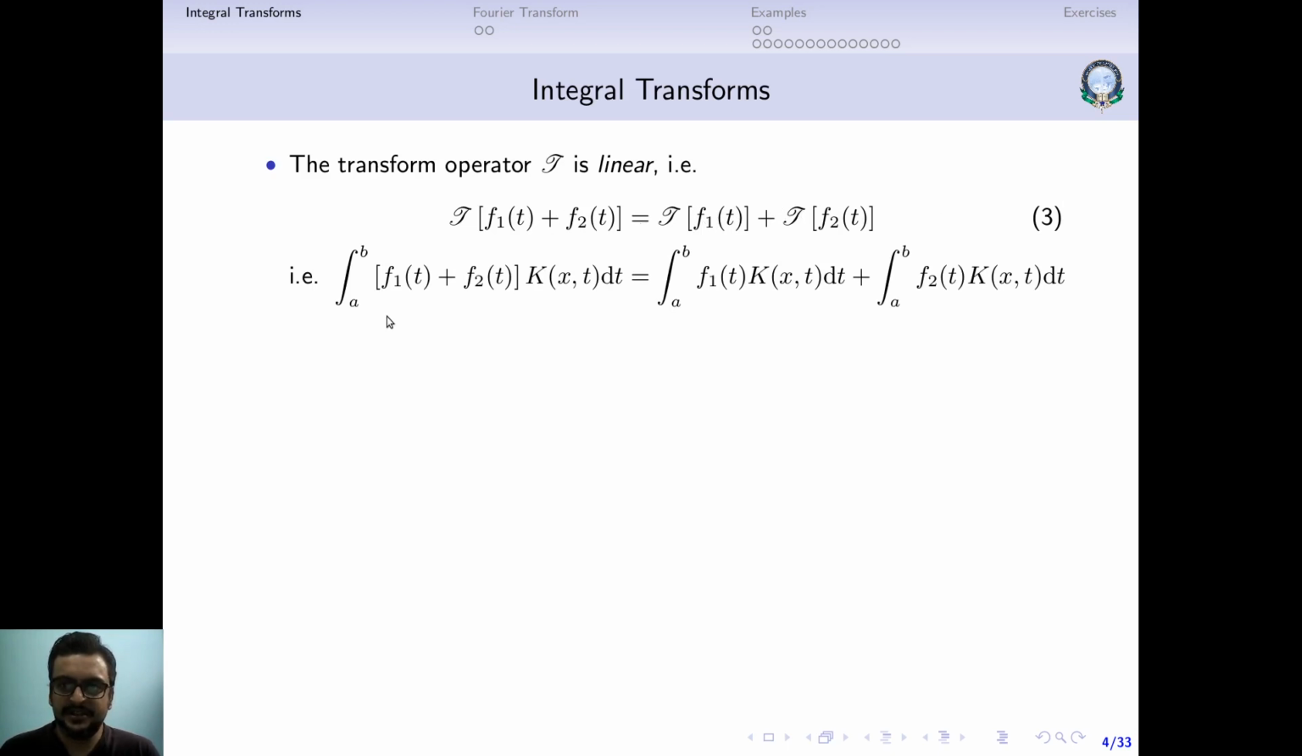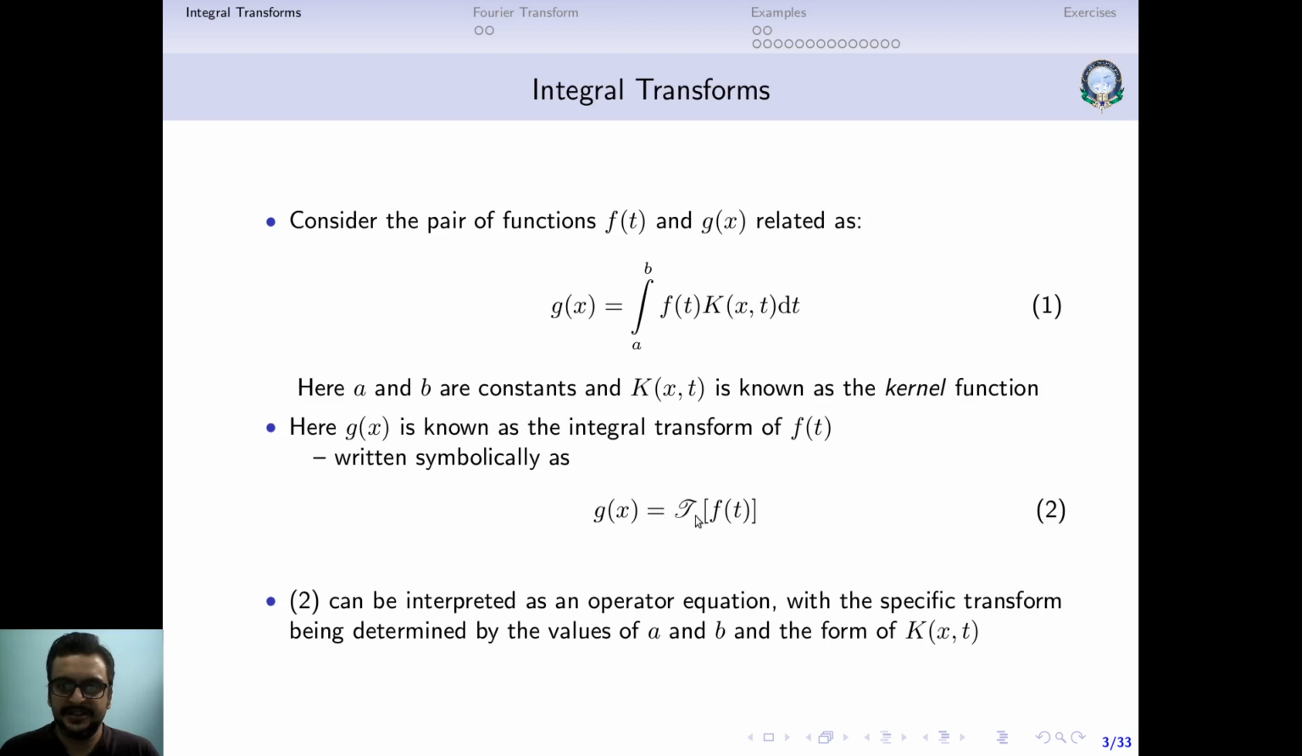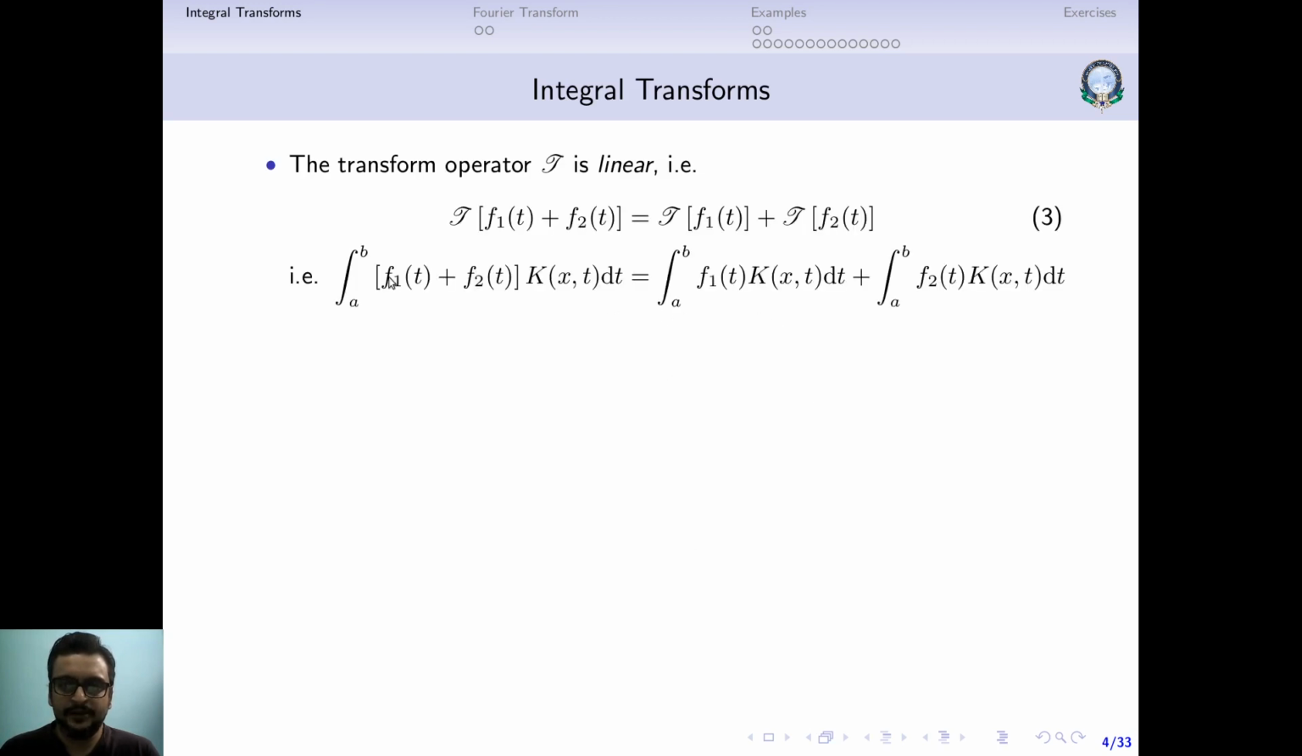So effectively, this equation number 3, because I have written this symbolically in terms of this operator T, but we know that applying this operator T means you're basically performing this integration. So you could go back to this one and say that, whatever I'm passing over here, here is f1 plus f2, that you're basically multiplying with the kernel and integrating. And of course, because the integration operation is distributive, I could just break this down into two separate integrals. And this, of course, is the integral transform of f1, and this is the integral transform of f2. That's the first condition for linearity.